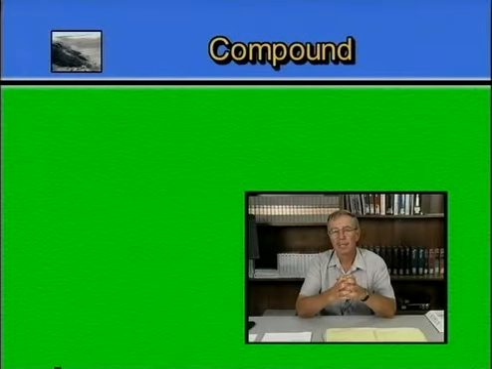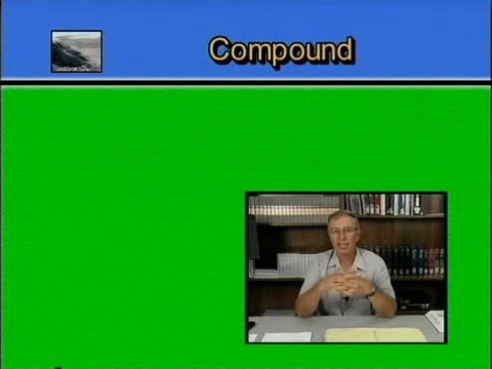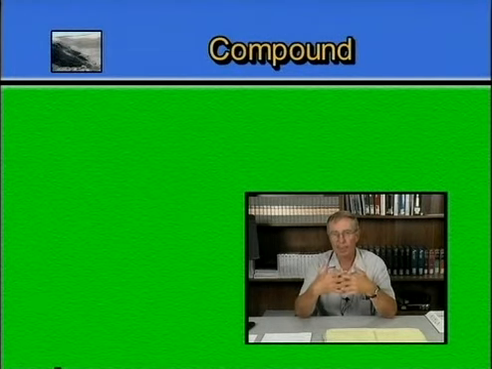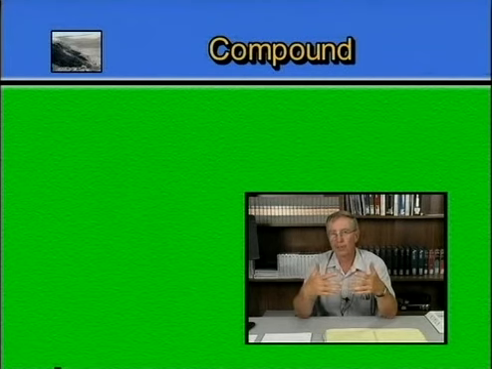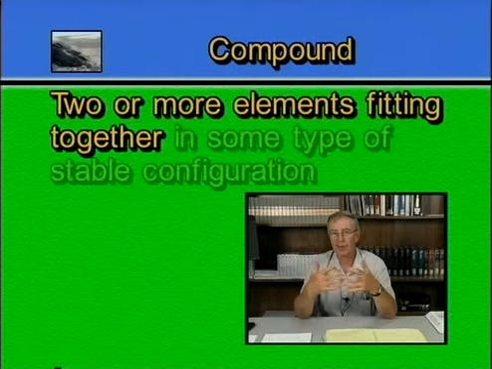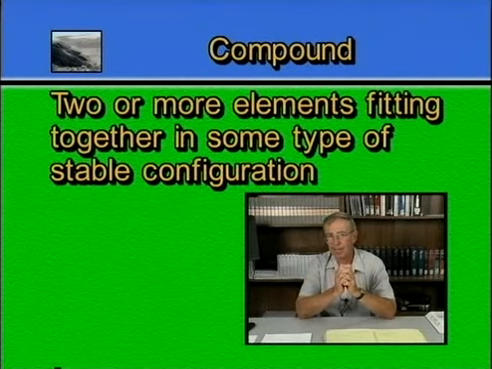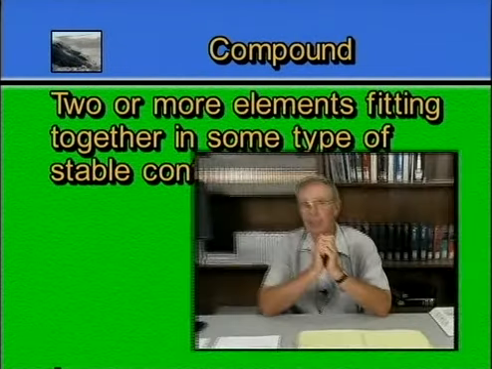So these elements are going to combine in various proportions and amounts into a substance which is called a compound. And that term compound is basically saying that it is a substance that is no longer a pure substance, but it is composed of subparts. It is composed of two or more elements fitting together in some type of a stable configuration. That is how we're going to define a compound.